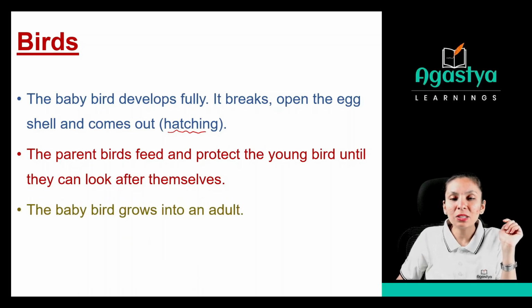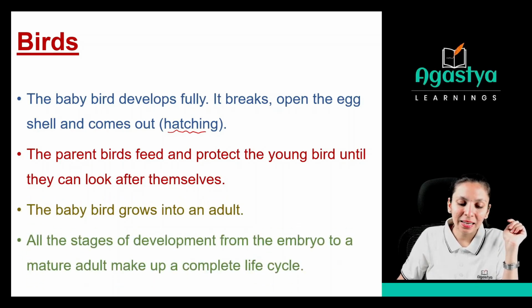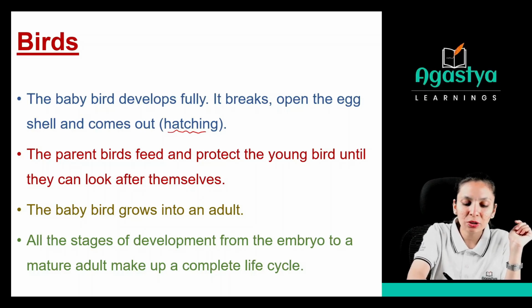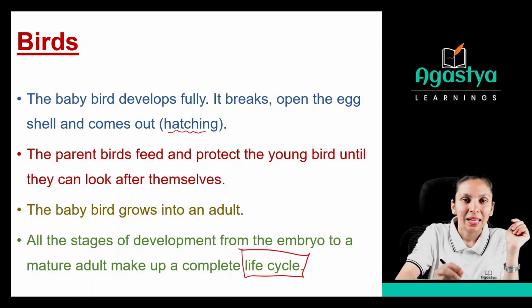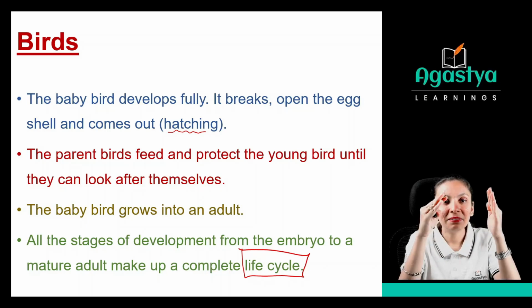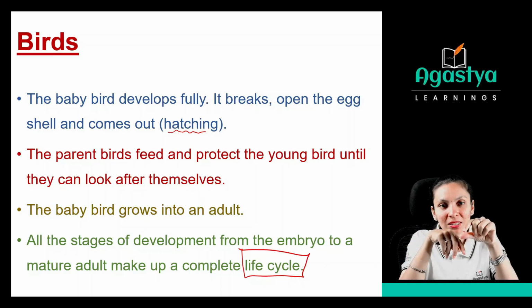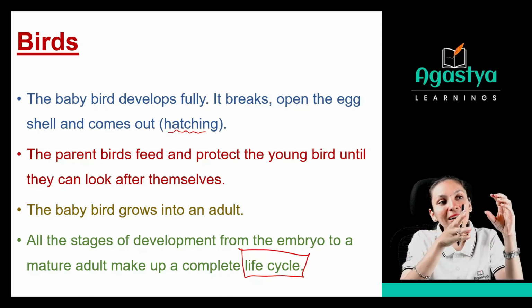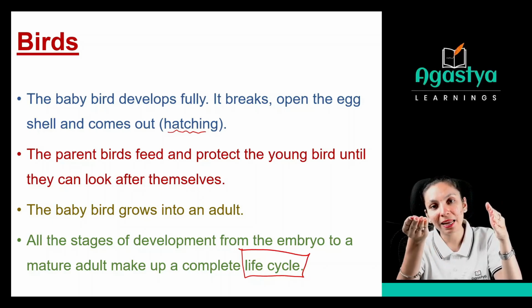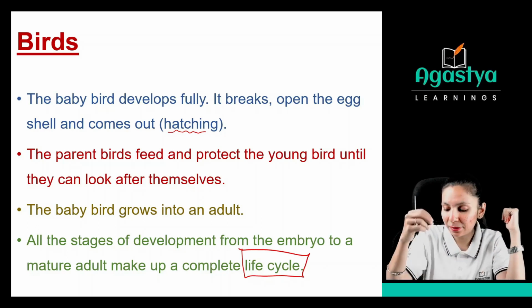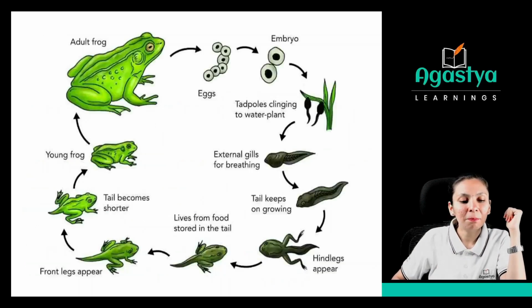The baby bird grows into an adult, and again all the stages of development from the embryo to a mature adult make up a complete life cycle. See, if the bird is there, then it will lay eggs. From this egg, we have the hatching process and the chick. From this chick, we have the adult one. Now, again, this adult one will go through the same cycle, right? So, this cycle goes on, and that is called life cycle. So, that was about the birds.